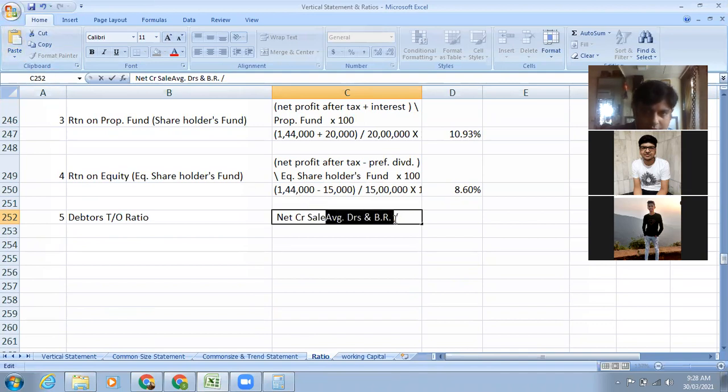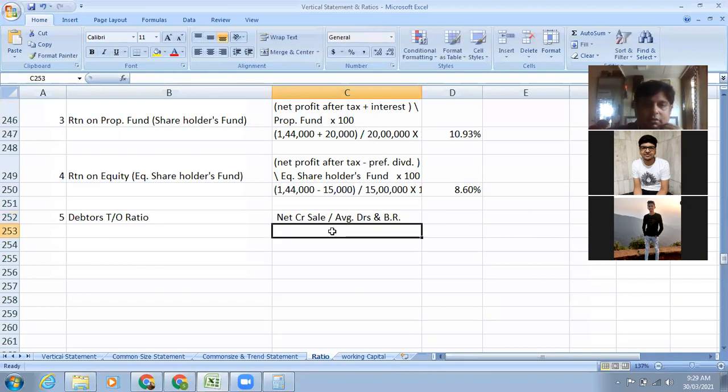Collection wala. Write: average debtors and bills receivable. Yes. What is net credit sales? ₹17 lakhs. Average debtors and bills receivable.